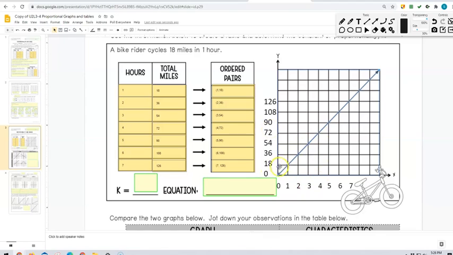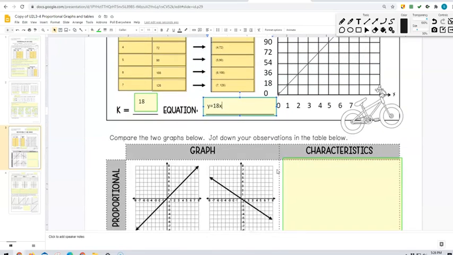Now we'll notice that for a proportional relationship, it always has to go through 0, 0. Our k is 18, and our equation is y equals 18x. Right? But one of the things that you'll want to notice is that the line is always straight. The steeper the line, the bigger the k. The shallower the line, the smaller the k. But it always has to go through that origin.